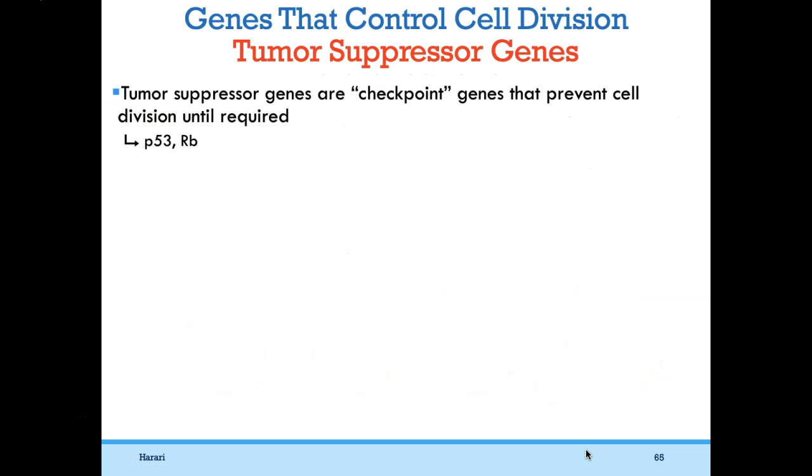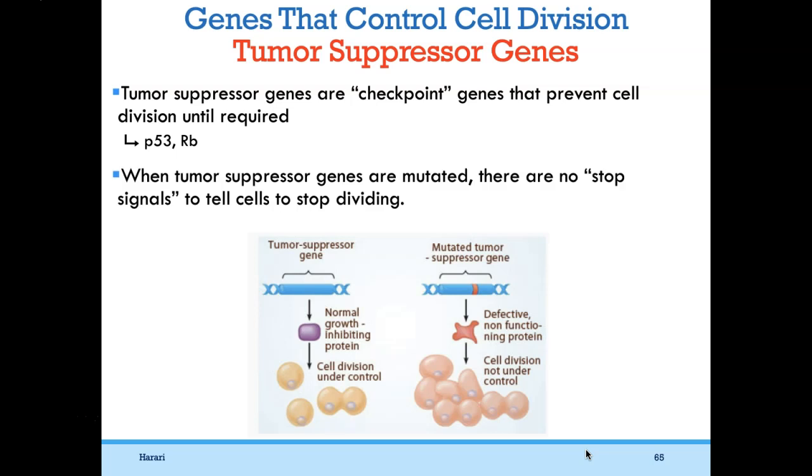The other type of genes that control the cell cycle are tumor suppressor genes. And tumor suppressor genes are the checkpoint genes that prevent cell division unless it's required. So when tumor suppressor genes are mutated, there are no more stop signals to tell the cells to stop dividing. Right? We said that there are checkpoint genes that tell the cell to stop dividing unless another signal is sent. Well, let me show you this example.